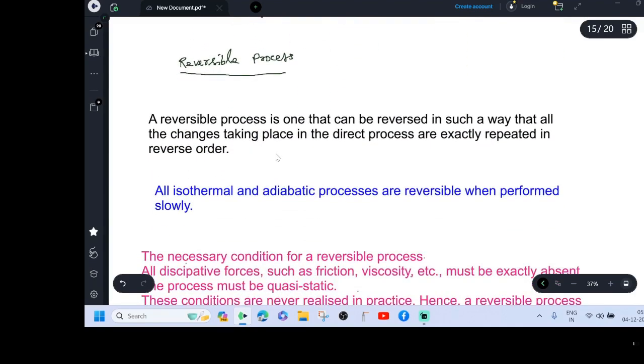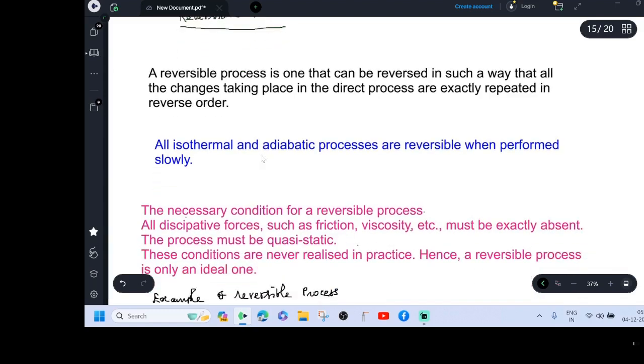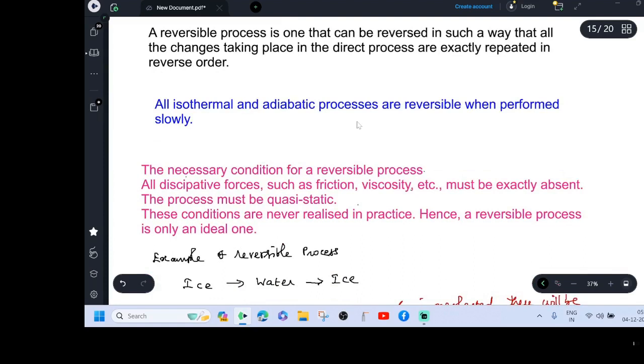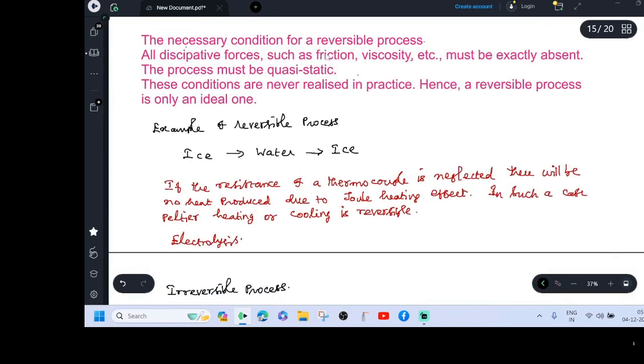Reversible process. A reversible process is one that can be reversed in such a way that all the changes taking place in the direct process are exactly repeated in reverse order. All isothermal and adiabatic processes are reversible when performed slowly. The necessary condition for a reversible process: all dissipative forces such as friction, viscosity, etc., must be exactly absent. The process must be quasi-static. These conditions are never realized in practice. Hence, a reversible process is only an ideal one.